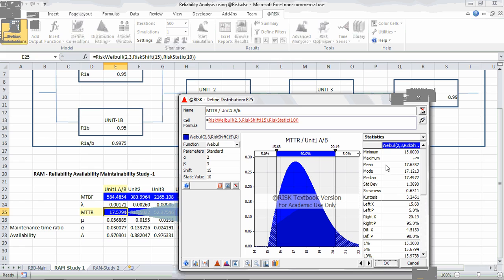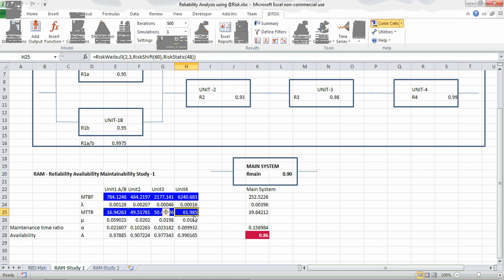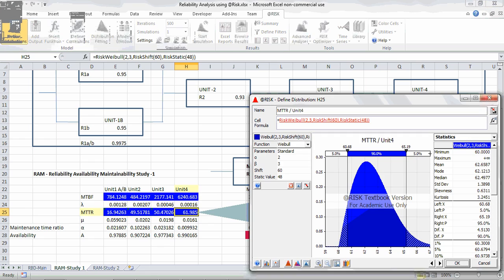As you can see, the mean is 17.657, the mode is 17.12, the median is 17.49, and the standard deviation is about 1.38. There's a skewness of about 0.63, and the kurtosis is 3.24. That depends on the beta. Similarly, I've chosen Weibull for unit 2, Weibull for unit 3, and for unit 4 I've chosen a Weibull with standard parameters I've shown here.